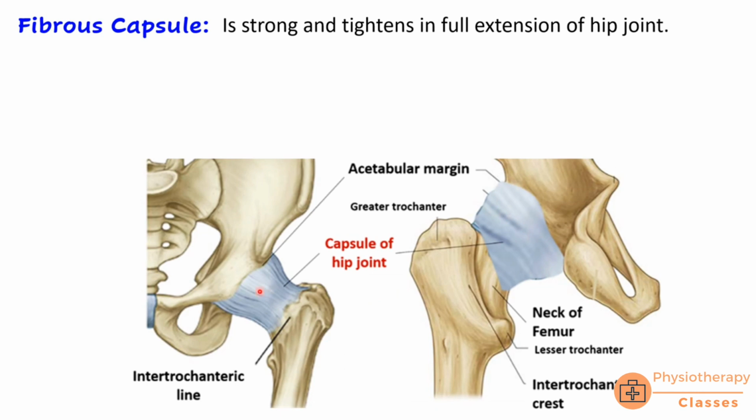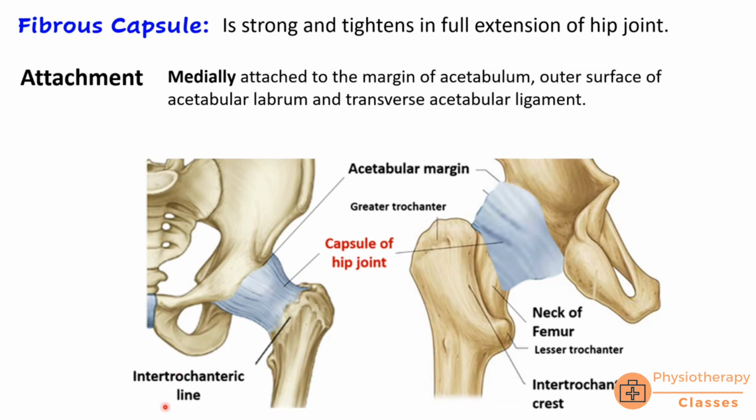Right, now let us look at the attachments of the fibrous capsule. First, we will consider the medial attachment. So medial attachment will be obviously on the hip bone, and it will be attached along the margins of the acetabulum, which can be seen here in both the views, anterior as well as posterior, also to the outer surface of the acetabular labrum and to the transverse acetabular ligament, which we saw a little before this.